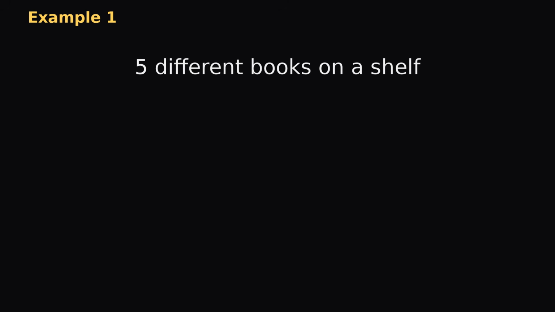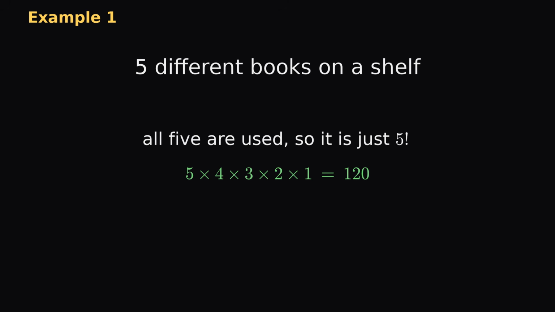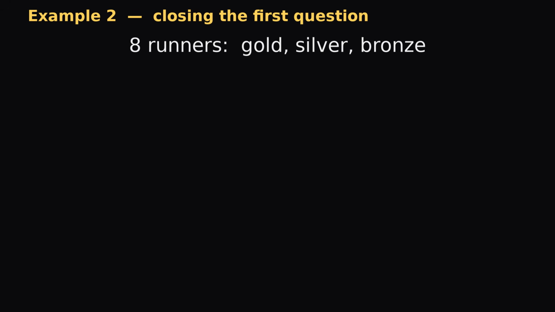Example 1. Arranging everything. How many ways can 5 different books be arranged on a shelf? All 5 are being used, so it is just 5 factorial. 5 times 4 times 3 times 2 times 1. 120.